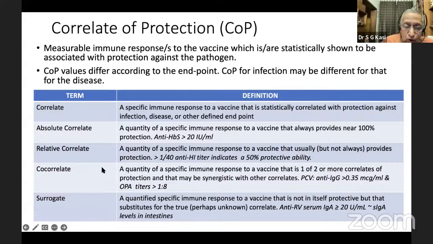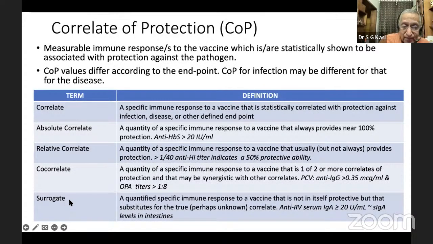What is a co-correlate? When you have 2 or more correlates of protection, and these 2 or more act either in a synergistic manner or additive manner, or independently they may exist. Now, for example, if you take PCV, you have 2 correlates. One is an anti-IgG titer of greater than 0.35 and you have an OPA titer of greater than 1/8. So these are co-correlates.